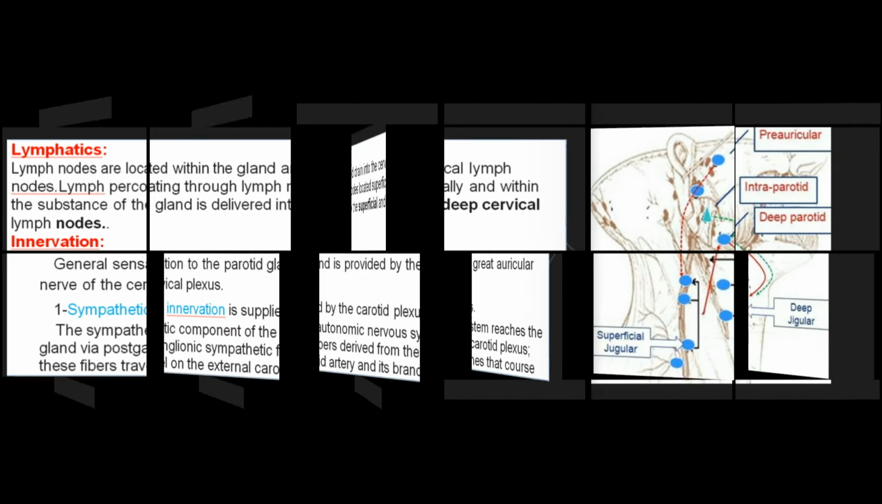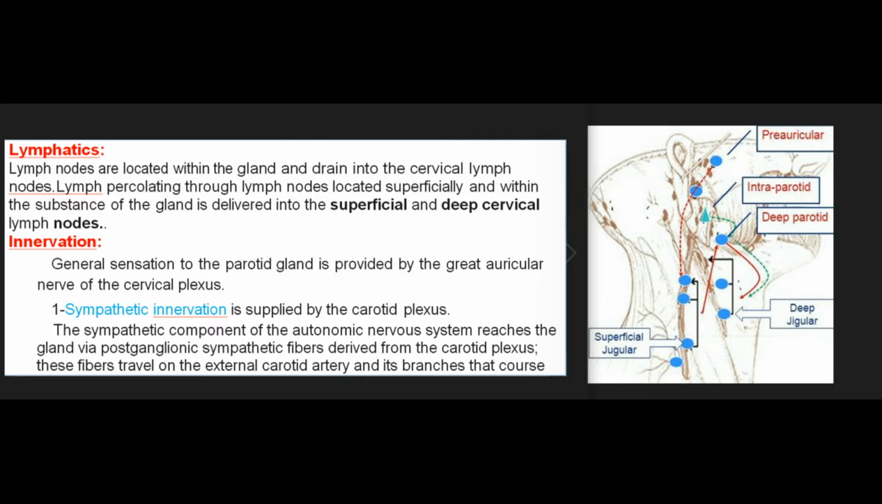Lymphatics. Lymph nodes are located within the gland and drain into the cervical lymph nodes. Lymph percolating through lymph nodes located superficially and within the substance of the gland is delivered into the superficial and deep cervical lymph nodes. Innervation.